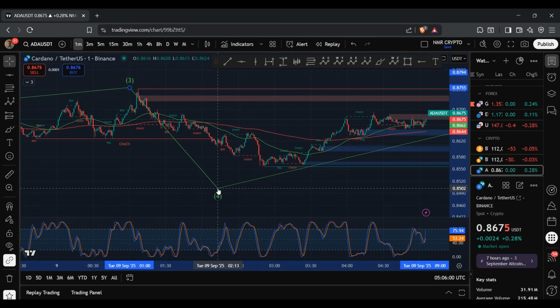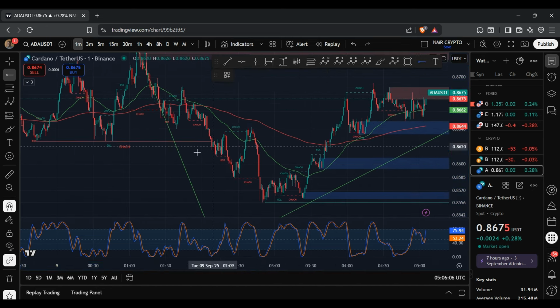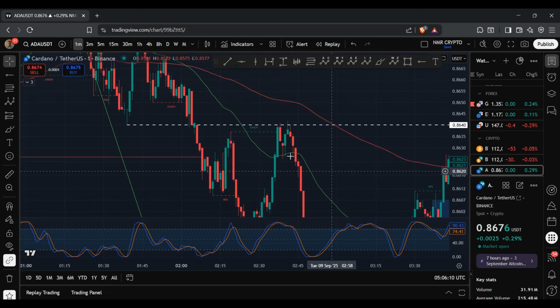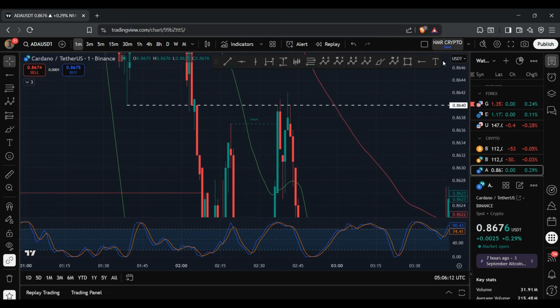And so, yeah, here it looks like we had a corrective move that played out. And so if I mark this level out here, I'm assuming that we ended up breaching past this level. And so if I zoom in, yeah, you can see that we ended up breaching past this level.